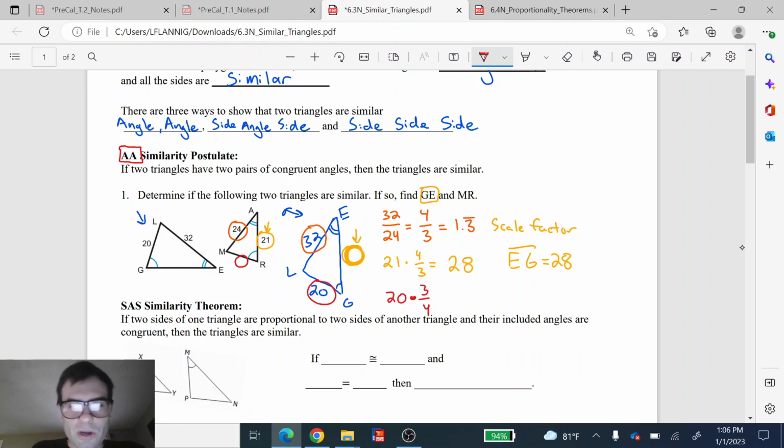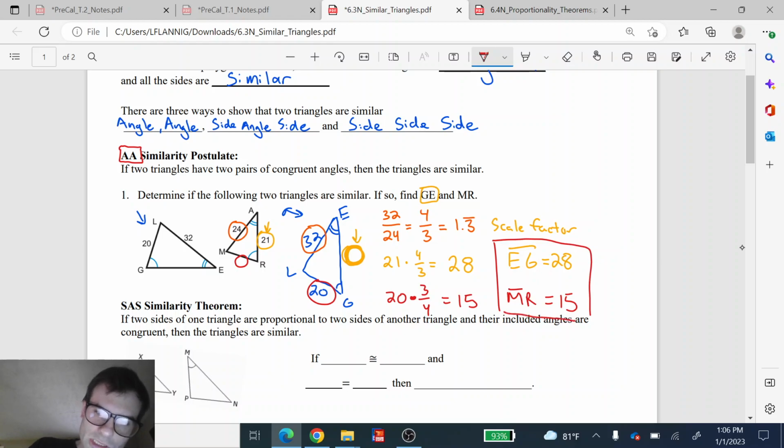So when you multiply something by a number between 0 and 1, it's going to become a smaller number. So we're multiplying 20 by 3/4. So 20 divided by 4 is 5. So 5 times 3 is 15. That equals MR. So MR equals 15. So these are the two things we were looking for, EG and MR. And you can go back and do that again. Just go watch the video if you're feeling confused. The big thing is finding the scale factor and then using it to translate this 21 into EG and this 20 into MR.